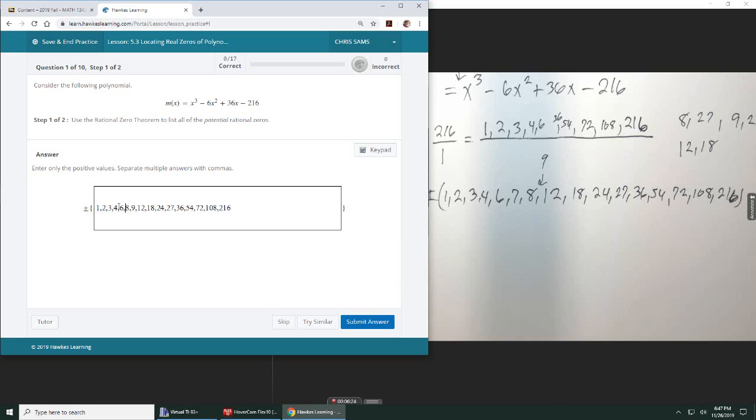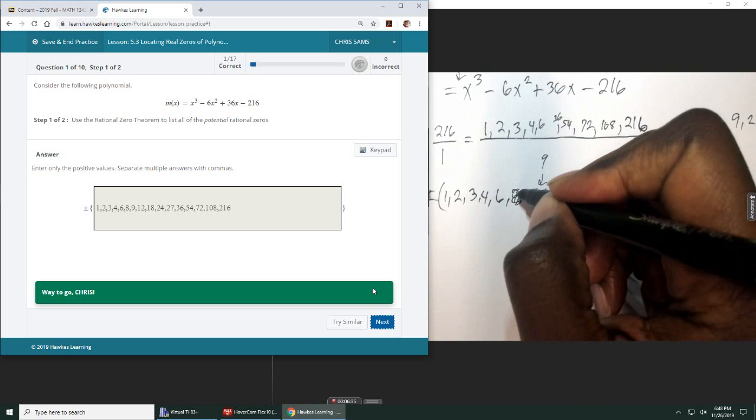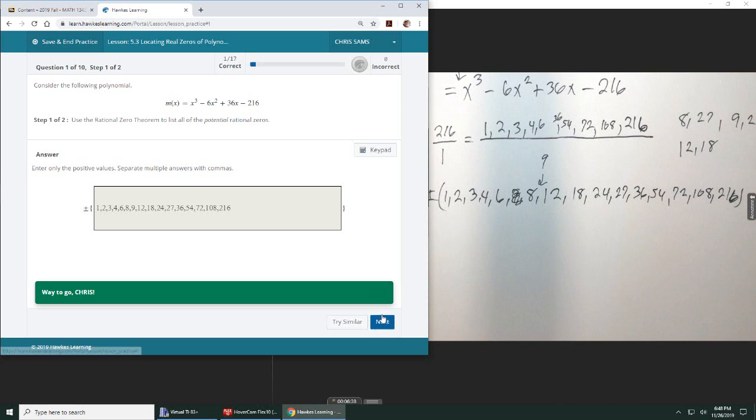Okay, so 1, 2, 3, 4, 6, 8, 9, 12, 18, 24, 27, 36. That should be okay. Just had an extra number in there. Got to be careful. There's a lot there. I don't know why I have 7, but 7 was not a part of it. Now, that's the first part.